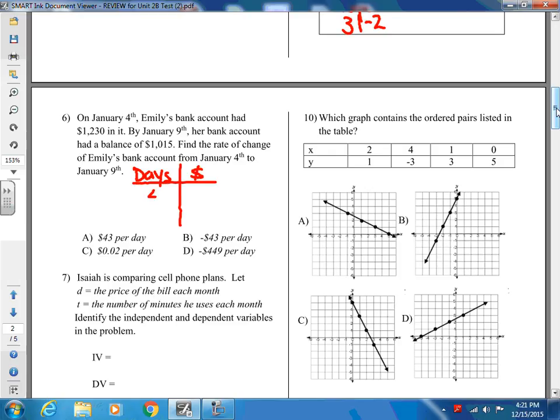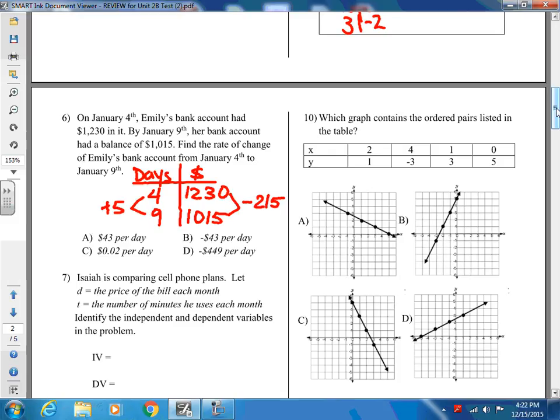So on January 4th, she had $1,230. On January 9th, she had $1,015. And then we have to figure out how it's changing. So from $1,230 to $1,015, that is a subtraction of $215. She lost money. On the day side, you'll never have a negative time frame, so that's adding 5 days.